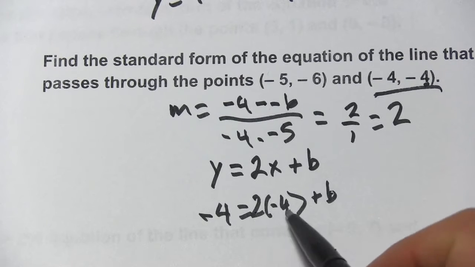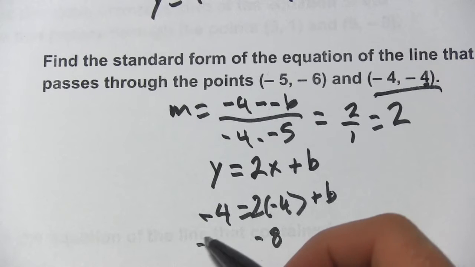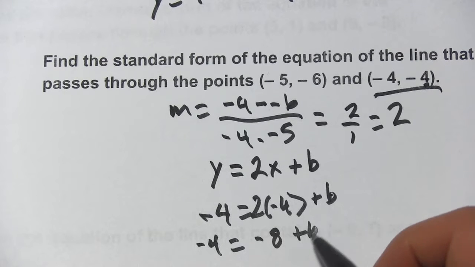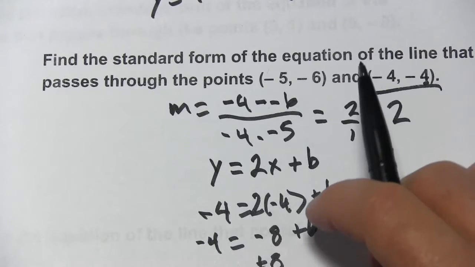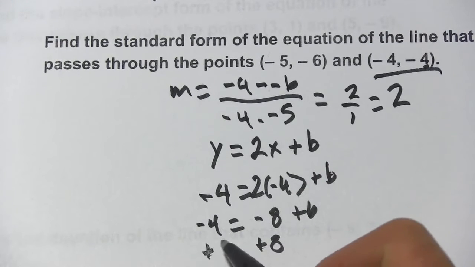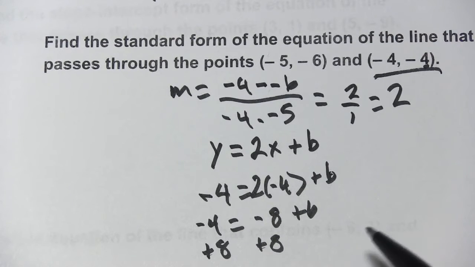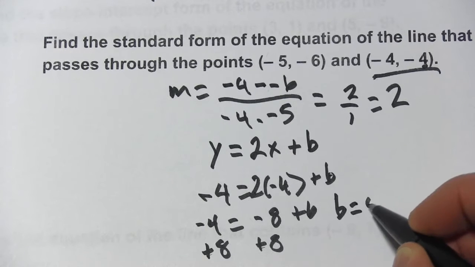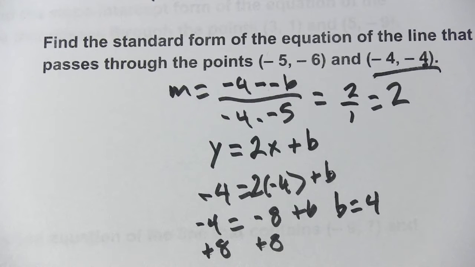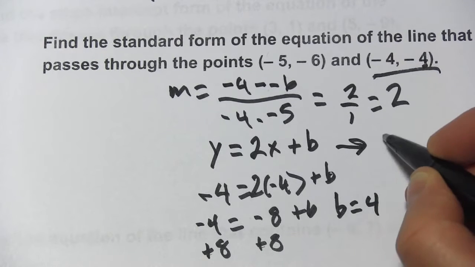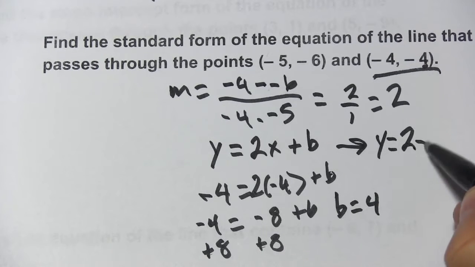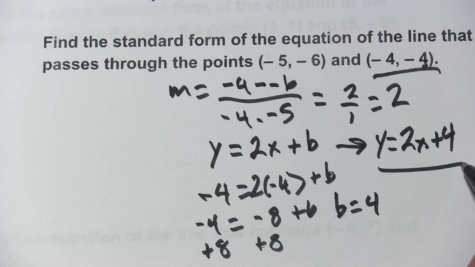So let's simplify this. 2 times -4 is -8. So let's see, to get b alone, I'd need to add 8 to both sides. So -4 plus 8 is 4. It looks like b equals 4. So up here, where I've got y equals 2x plus b, that becomes y equals 2x plus 4.